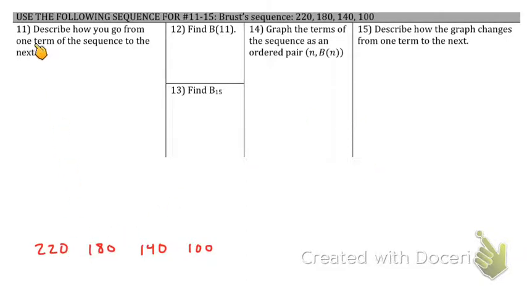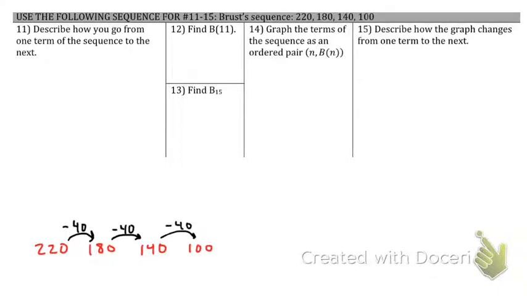And what we want to figure out for number 11 is describe how you go from one term of the sequence to the next. So in other words, what am I adding, subtracting, multiplying, or dividing to get from one guy to the next? And what you should notice, if you do this correctly, to go from here to here, we are actually subtracting 40. And then we got to make sure it's the same thing. In a sequence, it always would be the same change. So whatever change we're doing, in this case we're changing by negative 40 or subtracting 40, it should work for all of them. That's what makes a sequence a sequence.